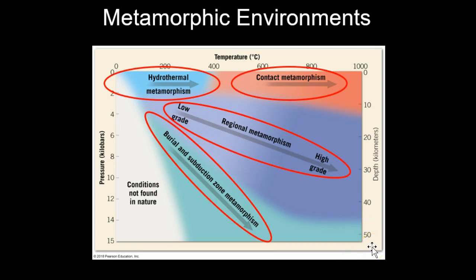Okay, so differential stress is typically needed for regional metamorphism to occur, as well as for burial and subduction zone metamorphism. But it's typically not needed for contact or hydrothermal metamorphism, which partly is going to explain why these two latter ones that I just said, contact and hydrothermal, do not require very high pressures for metamorphism to occur. And again, we'll go through all of these environments in more detail, but I just want to point out these things while you're still looking at this graph.